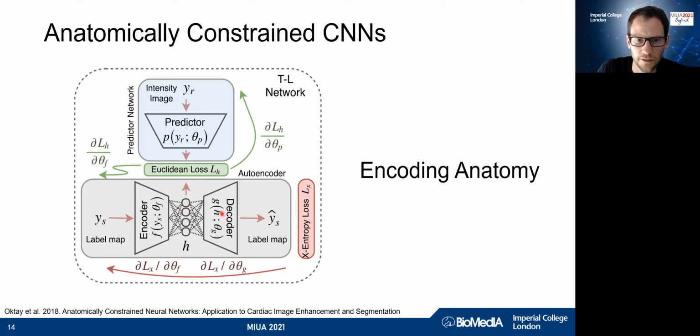Now, what this means is that if we train this TL network, both on high resolution intensity images and anatomically plausible segmentation maps, we learn this anatomy representation here, which lives in a lower dimensional space, that is being mapped to both from intensity images and segmentation label maps.